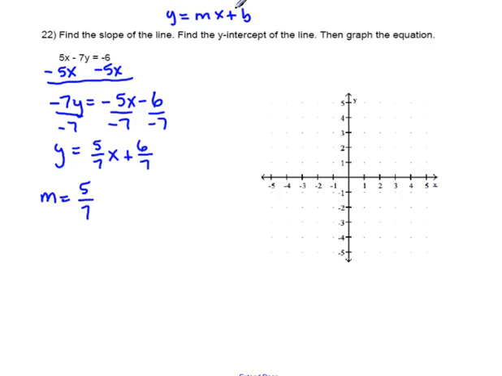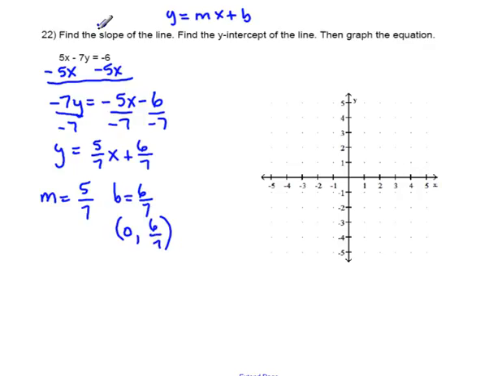The y-intercept of the line is b, which is this value right here, which is 6/7, which of course if you write it in point form, the x is always 0 on a y-intercept, so it would be 0, 6/7.